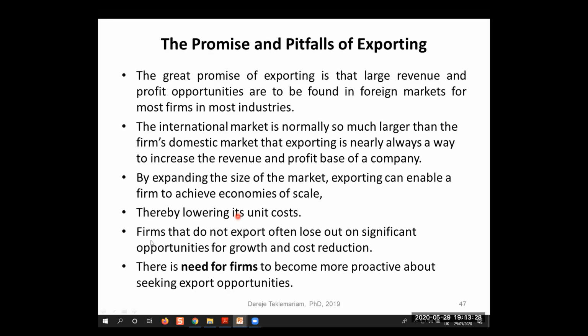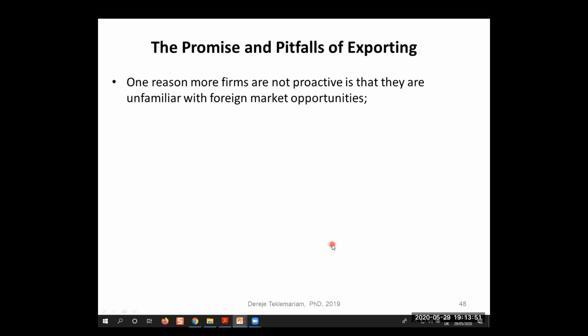However, farmers that do not export usually lose significant opportunities for growth and cost reduction. Therefore, there is an important need for farmers to become more proactive and seek export opportunities before deciding to produce or run at the local level.